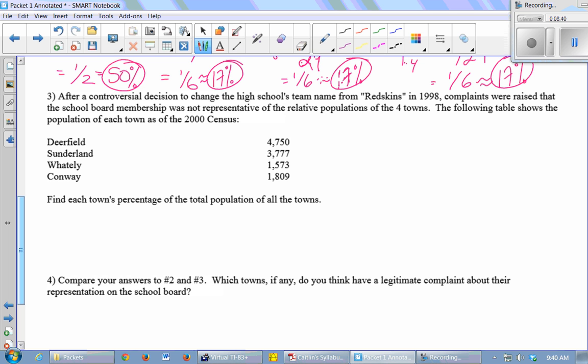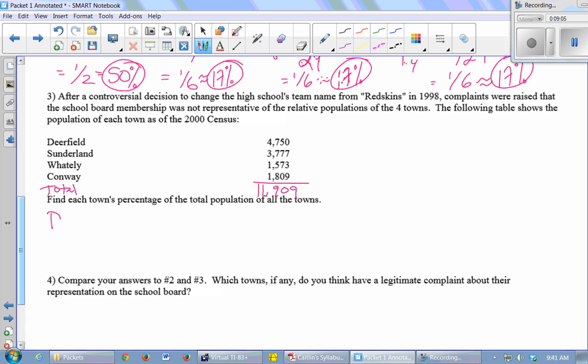So the following table shows the population of each town in 2000. We want to find each town's percentage of the total population. So I need to know the total population. When I add these up, I think I get 11,909. Okay. So now I want to find each town's percent of the population.